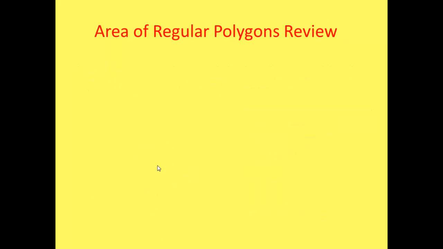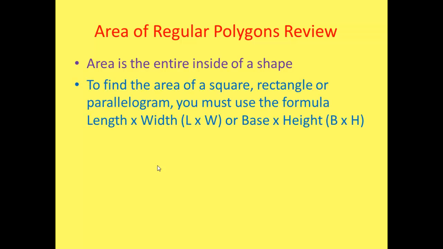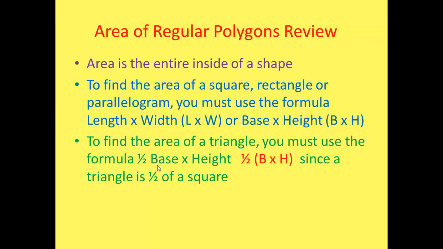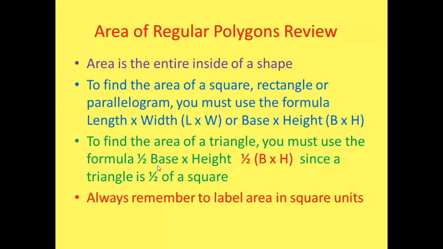So let's review. Area is the entire inside of a shape. To find the area of a square, rectangle, or parallelogram, you must use the formula length times width or base times height. To find the area of a triangle, you must use the formula 1/2 base times height, since a triangle is half of a square or rectangle. And always remember to label area in square units.